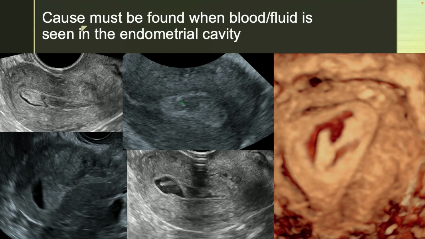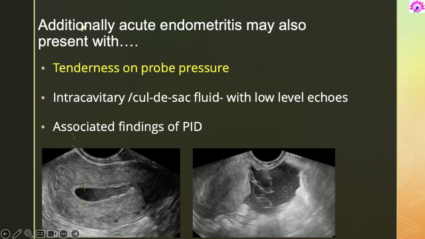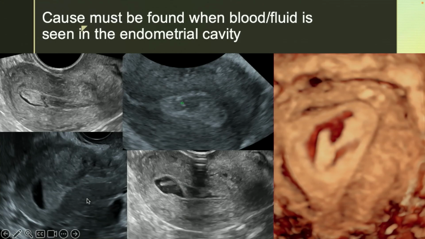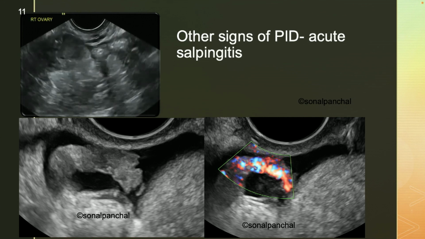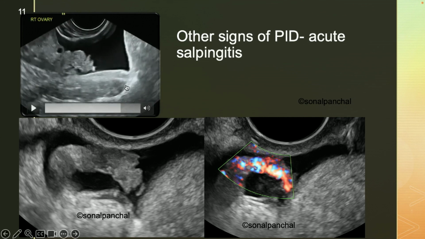The cause for the fluid in the endometrial cavity that we saw here must always be sorted out by asking the detailed history and doing the systemic examination of the patient, which would tell you what is the cause of infection. When you see free fluid in the pouch of Douglas or surrounding adnexa in PID, along with the free fluid, the patient may also have acute salpingitis.